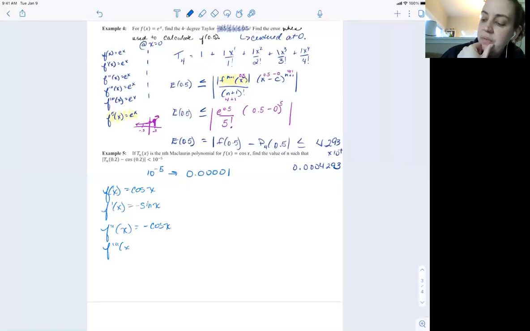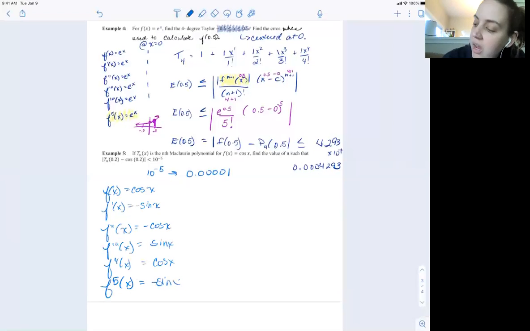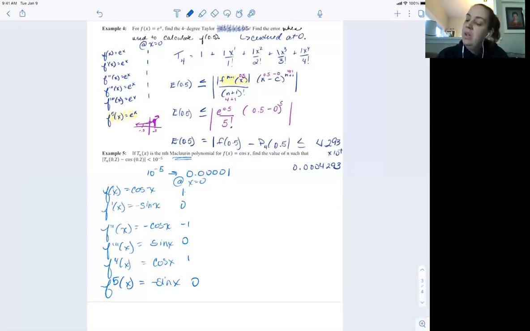Third derivative is positive sine of x. Fourth derivative is cosine of x. Fifth derivative is negative sine of x. Okay, and we are centering all of these at 0. Maclaurins, we're headed for 0. So at x equals 0, we've got a 1, 0, negative 1, 0, 1, 0.